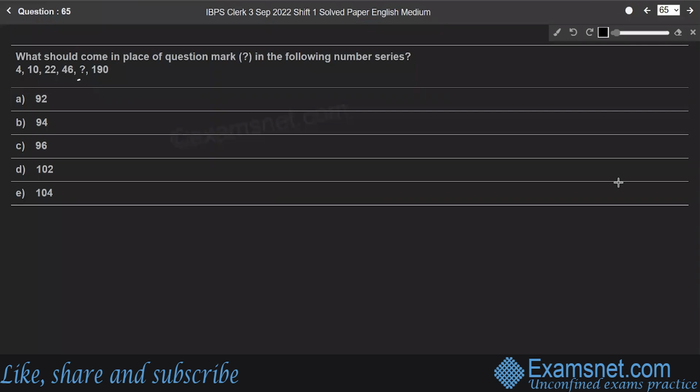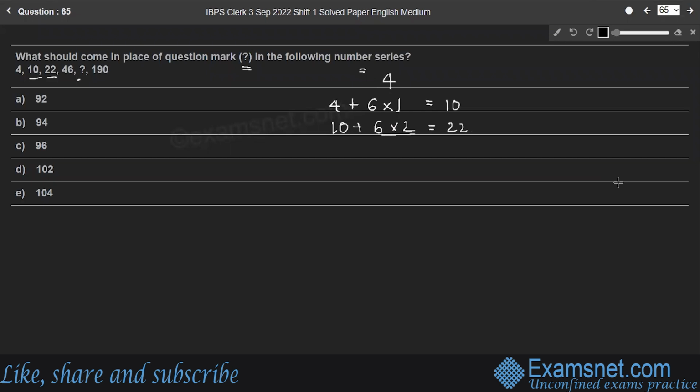Question 65. What should come in place of the question mark in the following number series? Here in the given series, 4 is the first number. Whereas 4 plus 6 is the second number, right? Which is 10. Otherwise, you can write 6 as 6 into 1, right? 4 plus 6 into 1 is 10. Whereas 10, the second number, plus 6 into 2. So 6 into 2 is 12. 12 plus 10 is 22.